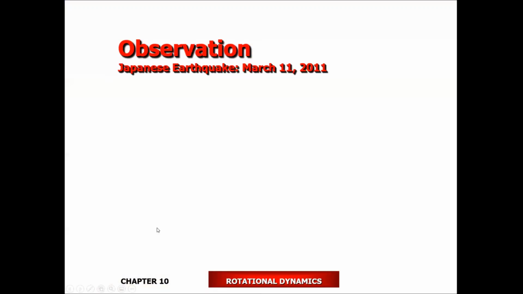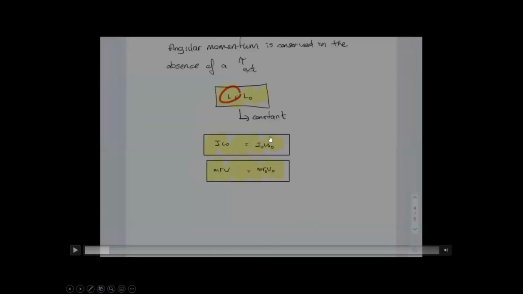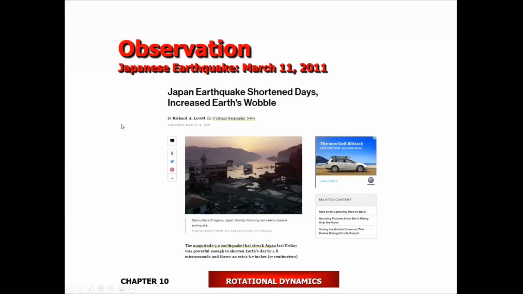In the case of the Earth, all right, let's go back. When you shrink the radius, when R goes down, it's going to reduce the moment of inertia of the Earth. As a result, the rotational speed is going to go up. So that's what happened to the Earth. Radius shrunk, rotational speed went up, and the days got shortened slightly.